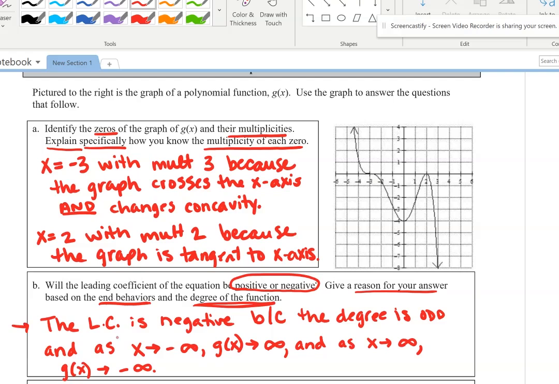So the leading coefficient is negative because the degree is odd. You already know that it's negative because it's falling, but we're not going to use the word falling. So the leading coefficient is negative because the degree is odd.